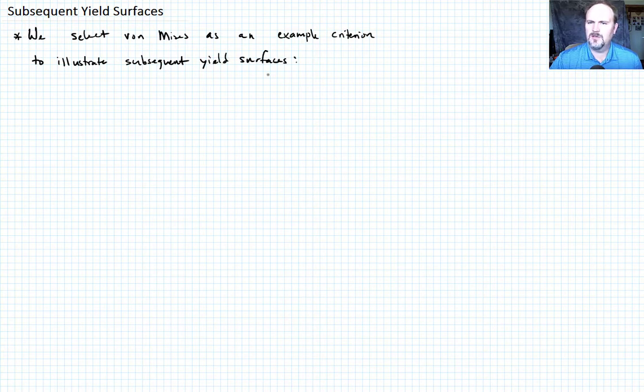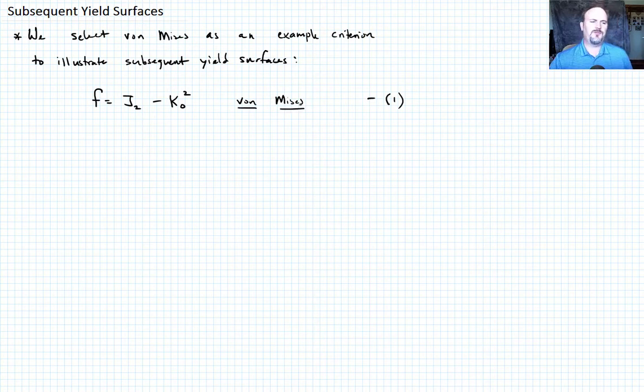So let me remind you what von Mises looked like. We said that was just the yield function f equal to J2 minus some value k naught squared. We'll call that equation 1. This is von Mises. Okay? Hopefully that's straightforward. So now if we ask the question, what happens after that initial yield point is reached and we continue to load, we cause plasticity. We actually are going to talk, at least in this lecture, about two different models that have evolved over time.